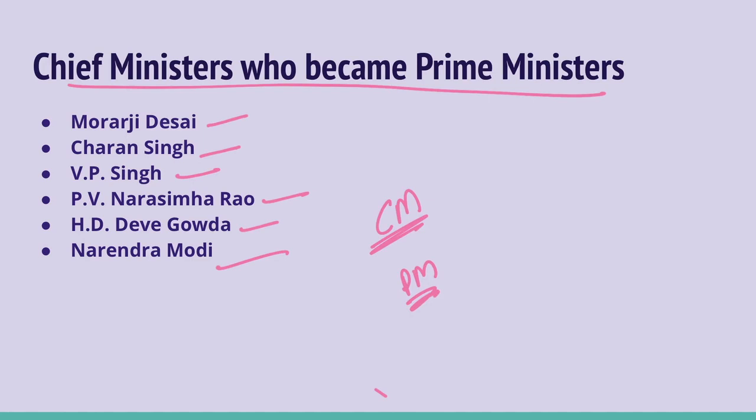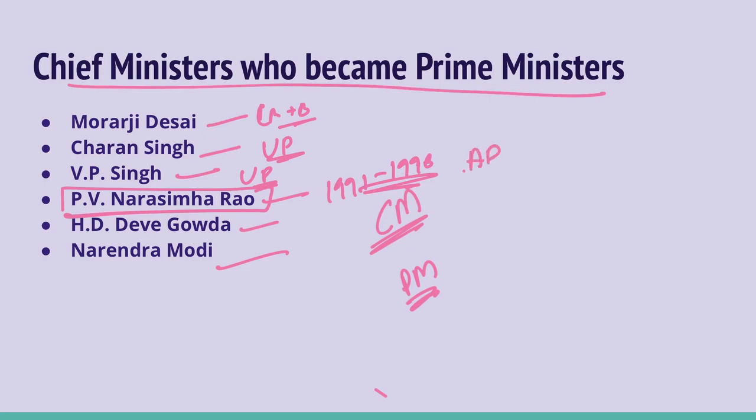Morarji Desai was a chief minister of Bombay, and later Charan Singh, who was the chief minister of undivided Uttar Pradesh, became prime minister. VP Singh was also a chief minister from Uttar Pradesh, and he became prime minister. P.V. Narasimha Rao was the first prime minister from South India, and he held the post from 1991 to 1996. He was the chief minister of Andhra Pradesh.